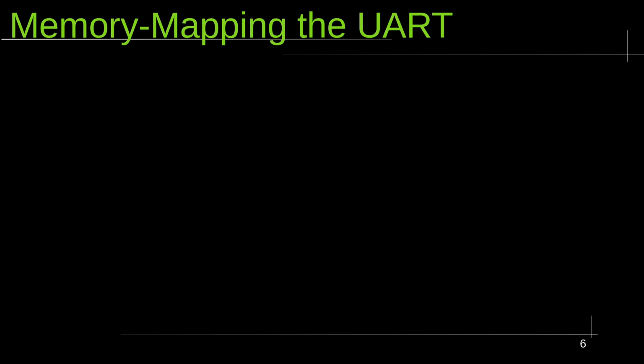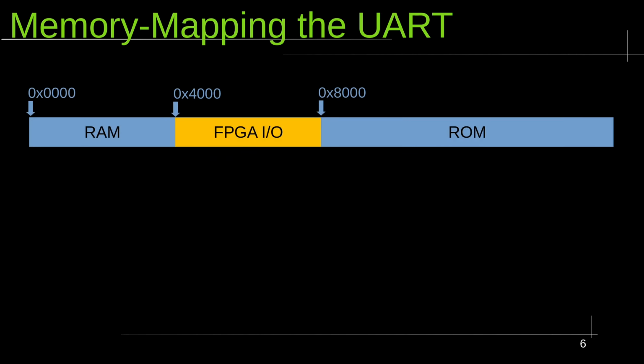So now that we've had a look at the UART protocol, let's see how the processor will actually see the peripheral that we will implement in the FPGA. So the processor sees its memory like this. It has RAM, then it has memory that it can access, and when it accesses memory, it can actually interact with the FPGA.